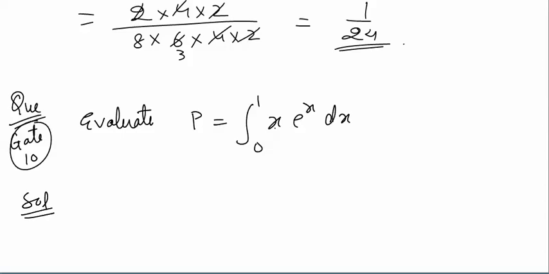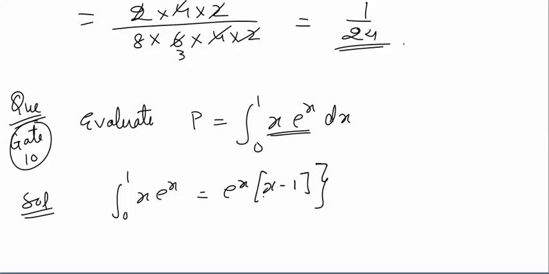So we have just seen this, right? Directly, can I write this? Integration 0 to 1 of x e raised to x can be written directly after solving the integration. How? e raised to x into (x minus 1). Very simply. And the limits will be 0 to 1.